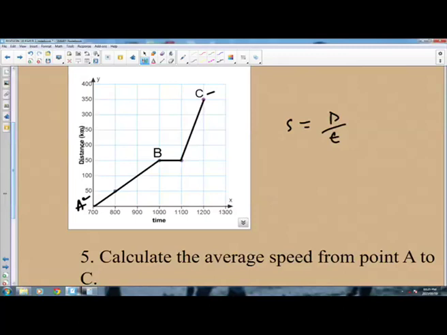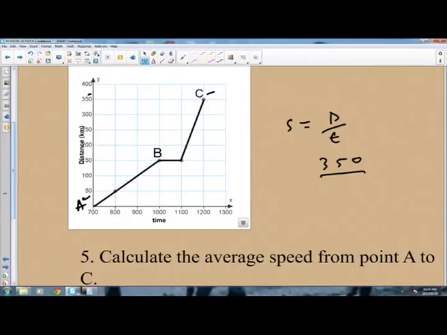And then what is the total distance traveled from point A to point C? The distance traveled is here, is 350 kilometers, because the distance is given in kilometers. So the distance will be 350 divided by the time. And then what is the time? The total time taken. If you look into this, the time here is 7 o'clock, 8 o'clock, 9 o'clock, 10 o'clock, 11 o'clock, 12 o'clock.